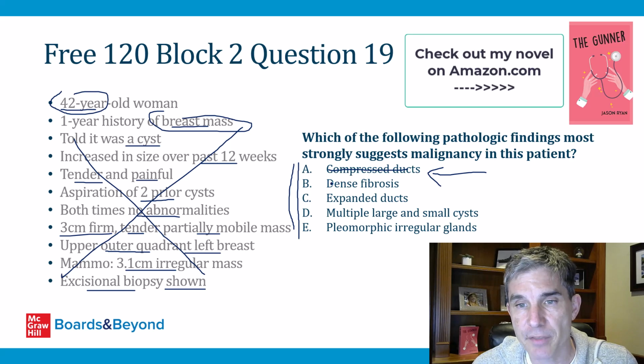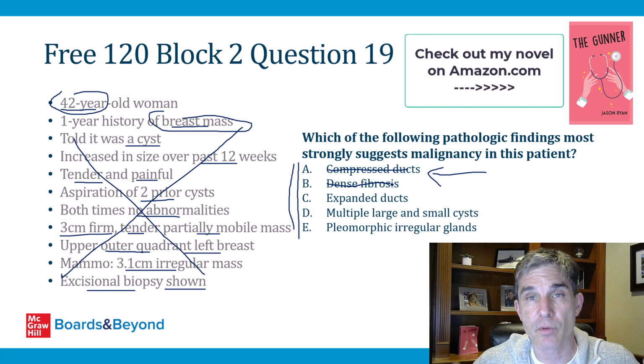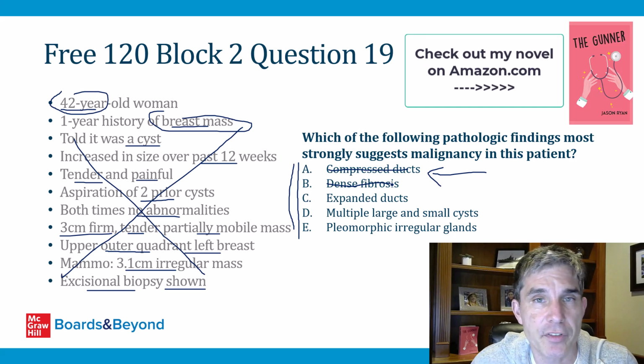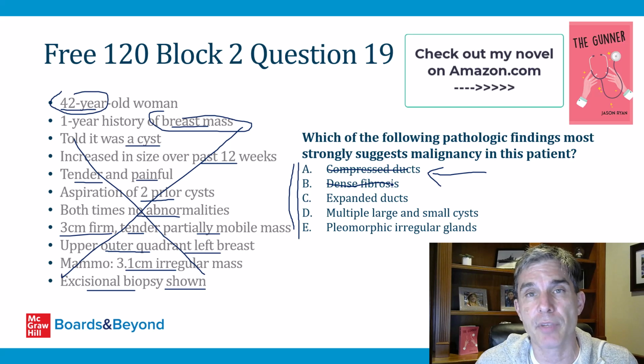Answer choice B, dense fibrosis. This is also wrong. Once again, fibrocystic breast change, the name has the word fibrous in its name, and that's telling you that fibrous tissue gets laid down. So a finding of dense fibrosis definitely doesn't strongly suggest malignancy. In fact, it strongly suggests a benign breast mass indicating fibrocystic breast change.